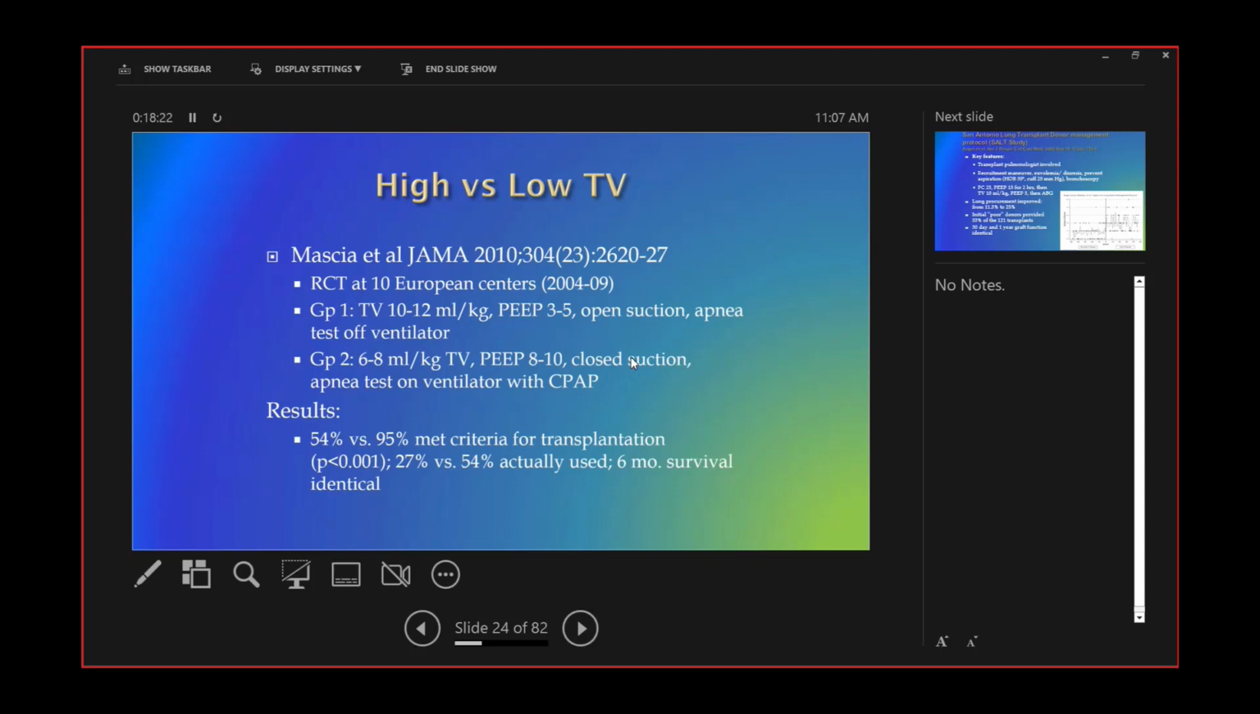And they actually transplanted 27% from Group 1 and 54% from Group 2, and the 6-month survival was identical. The result of this study is most people went away from using high tidal volumes and low PEEPs, and went to using moderate tidal volumes and high PEEPs as their recruitment maneuvers. And in Europe, at least, they don't take patients off the ventilator anymore to do apnea testing. They keep them on CPAP. They found that to be extremely helpful because they never have that de-recruitment. And so some of us have been pushing to do the same thing here in the United States.